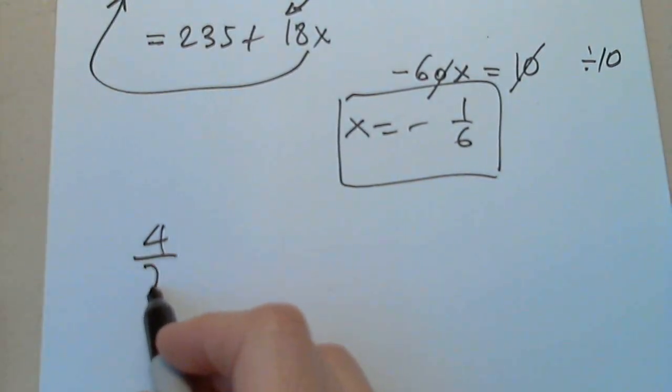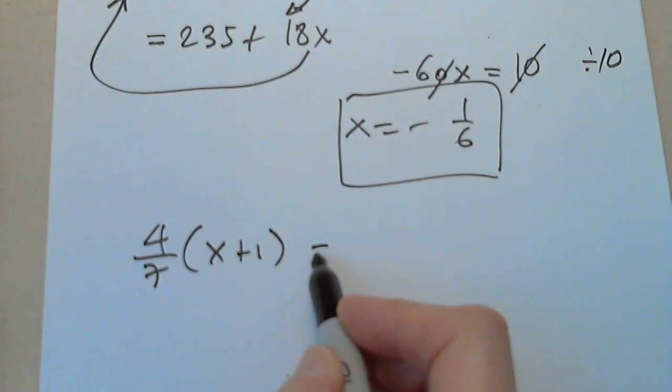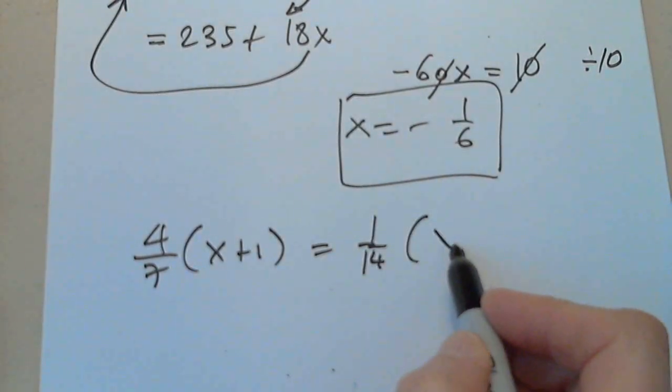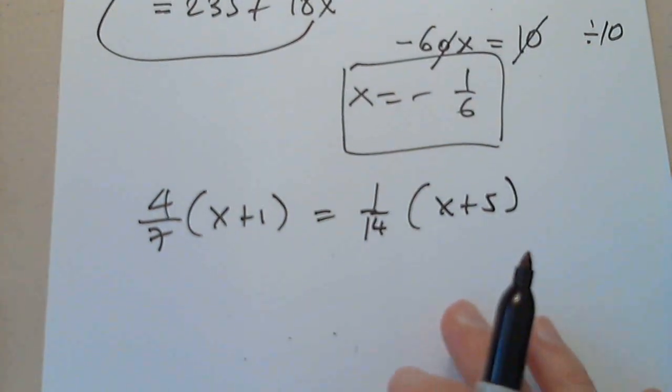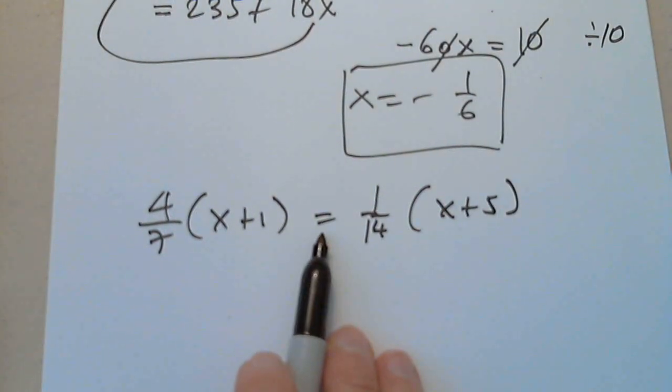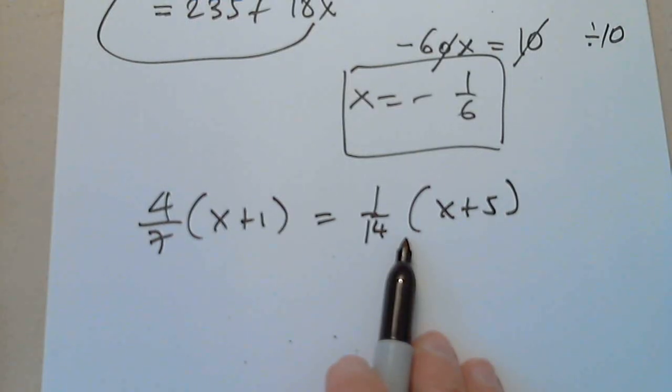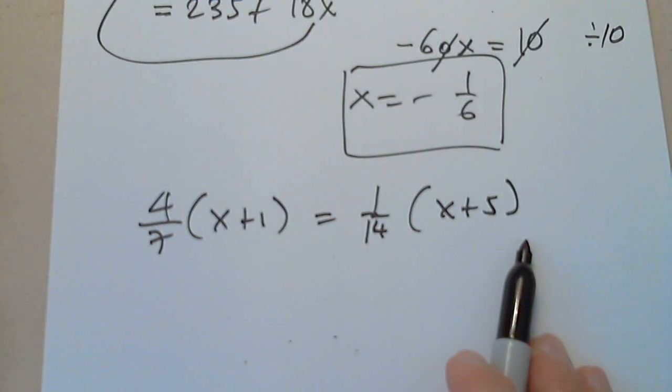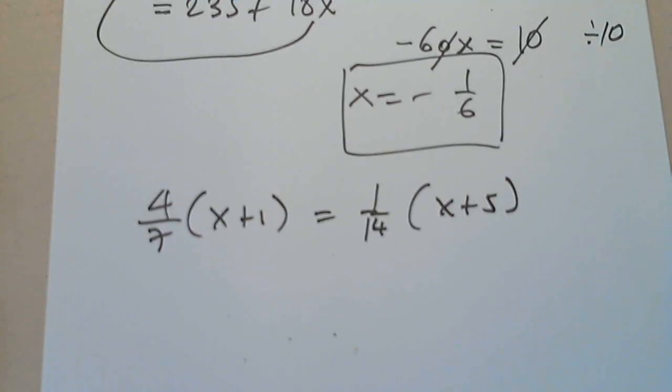Here's another one. 4/7 x plus 1 equals 1/14 x plus 5. So 4/7, quantity x plus 1, equal symbol, 1/14, in parentheses, x plus 5. Let's work on this one. 1 minute, please. And then we'll look at some decimal numbers, equations with decimal numbers.